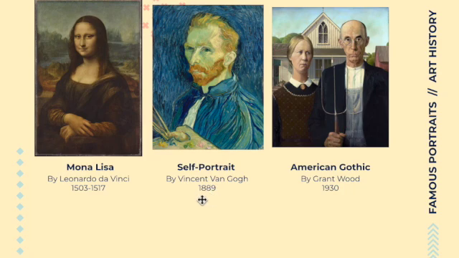A much later artwork here, this is another kind of portrait that you may have talked about, a self-portrait. So here Da Vinci painted someone else, and here the artist Vincent van Gogh has painted himself, making it a self-portrait. He painted this in 1889. Another famous portrait is actually what could be thought of as a double portrait here. American Gothic by artist Grant Wood was painted in 1930.